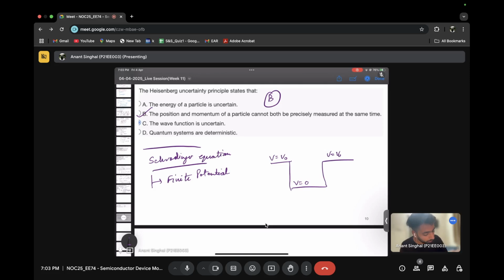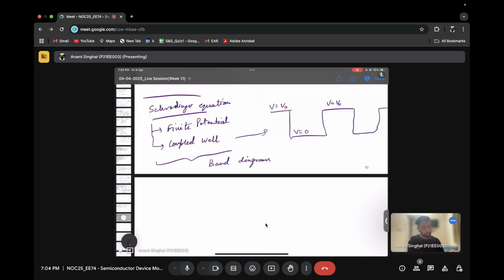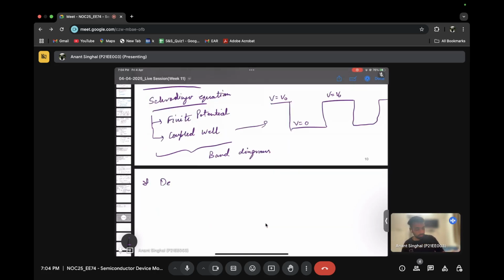And then there is one more thing, which is a coupled well, where we repeat it two times. From this only, it leads to the discretization of band diagrams. It is very complex. I'm just letting you know where it all comes from. And using the Schrodinger equation only, we calculate the density of states. So do you remember density of states?